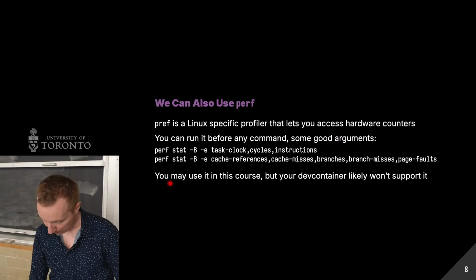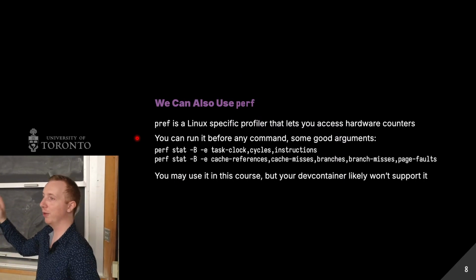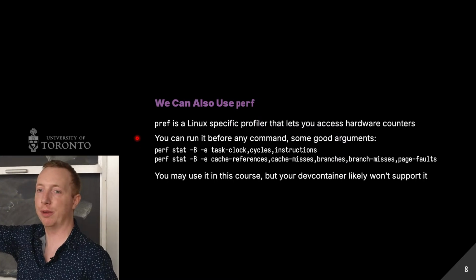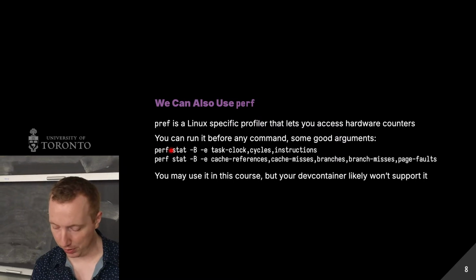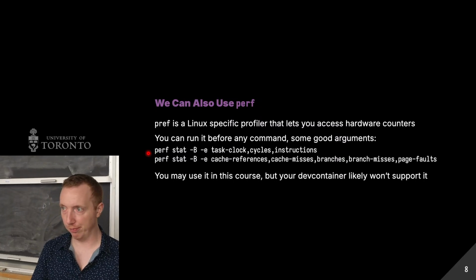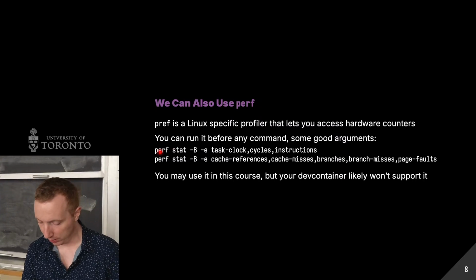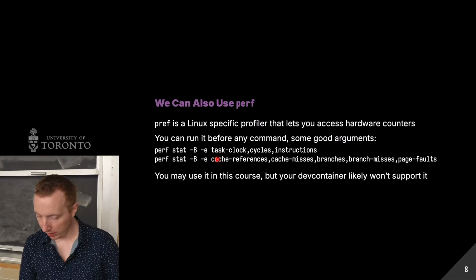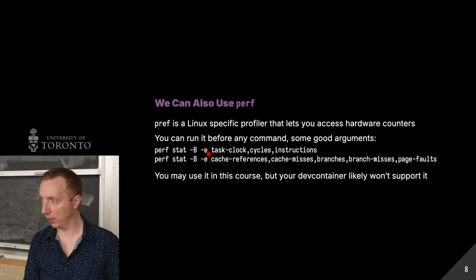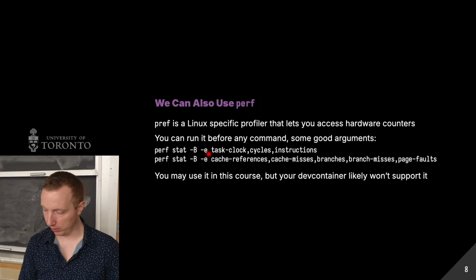Okay, so you can run it before any command. You don't need to compile with arguments or anything like that. You can just run it like you would Valgrind or anything like that. You can do perf stat -B to get a better display of numbers, and you can ask it interesting things. So -e will add other things you want to keep track of.